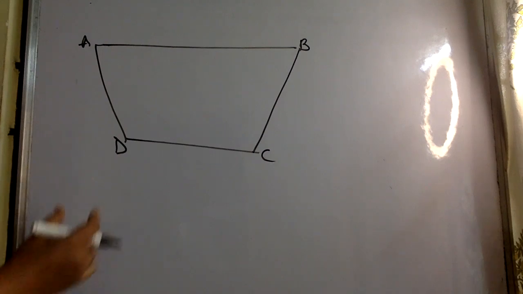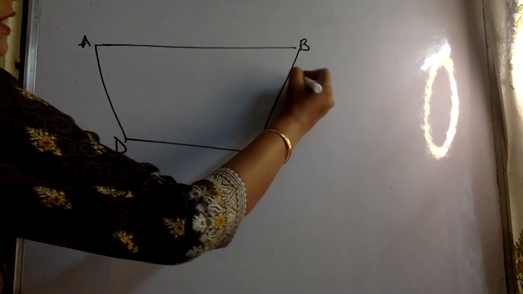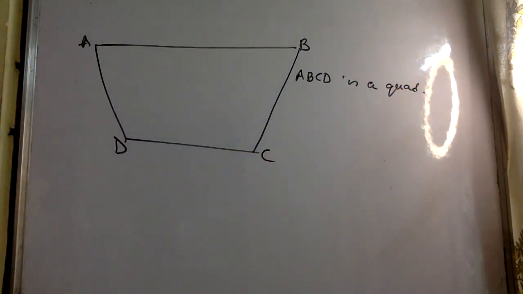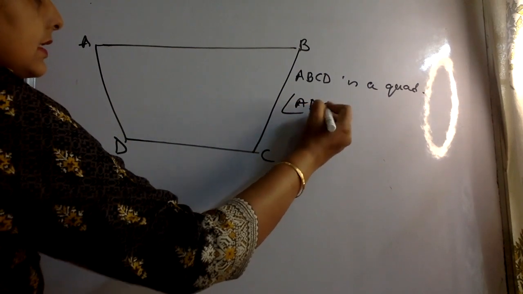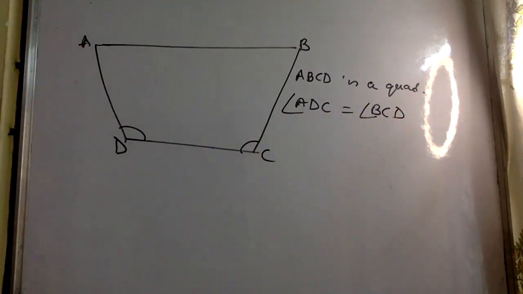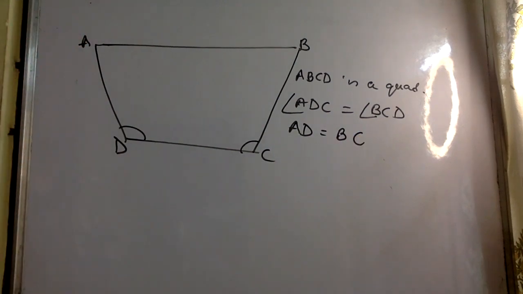Here is a sum where they have told us ABCD is a quadrilateral. They haven't even told us that it is a trapezium. It looks somewhat like a trapezium, but they haven't told us. Angle ADC is equal to angle BCD. This much is given. And one more thing that is given is AD is equal to BC. These few things are given.